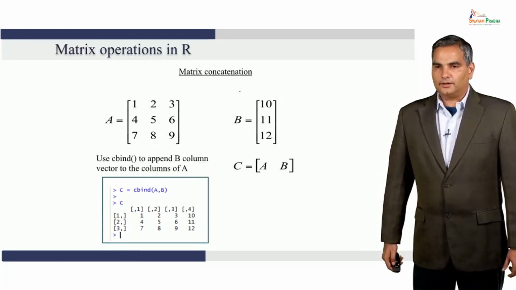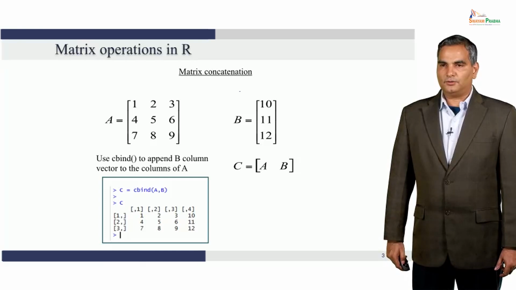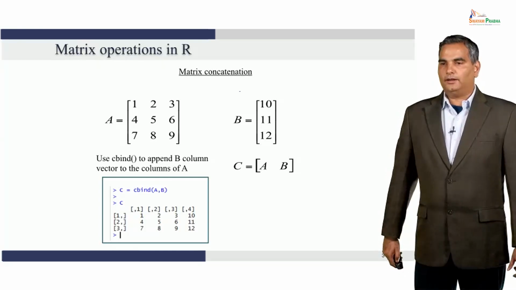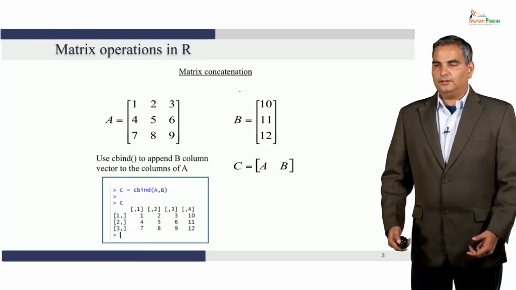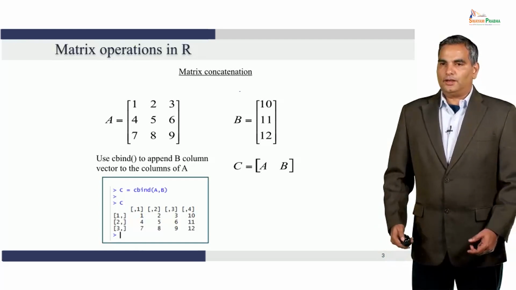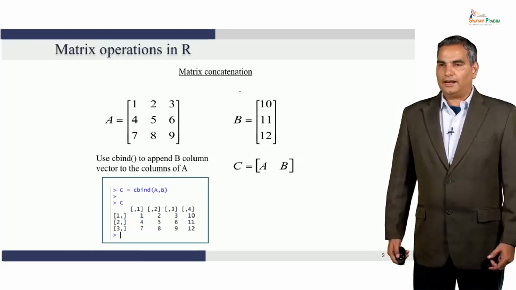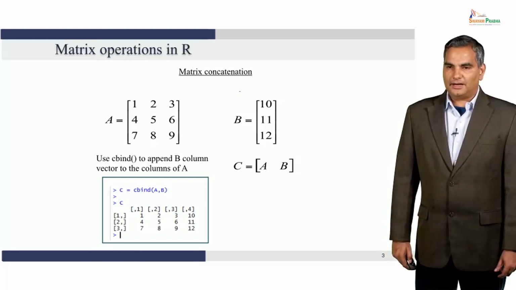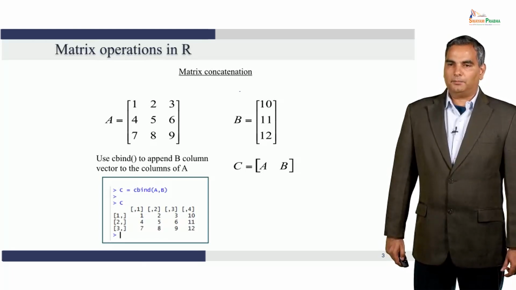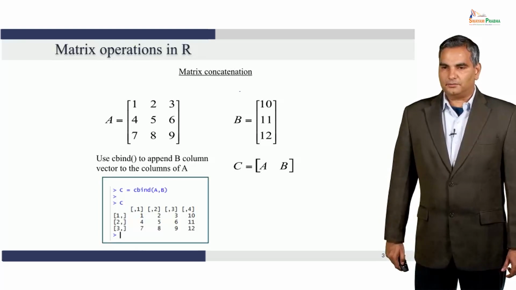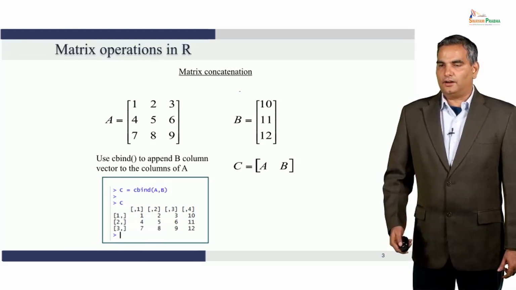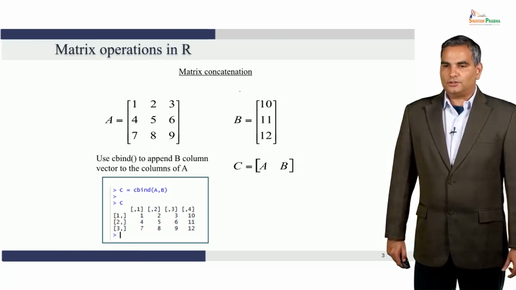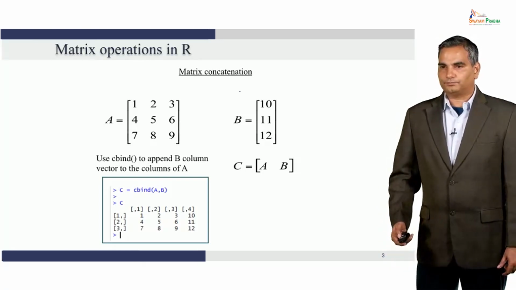You can do a similar bind in terms of columns. Now notice the A matrix is the same, but in the last slide B was a row vector, in this case B is a column vector. So you can actually use cbind to add B's column onto A. If you use the command C is cbind(A, B), then you get this composite matrix which has the first 3 columns from A and the last column from B. So you got a matrix which is of size 3 by 4.